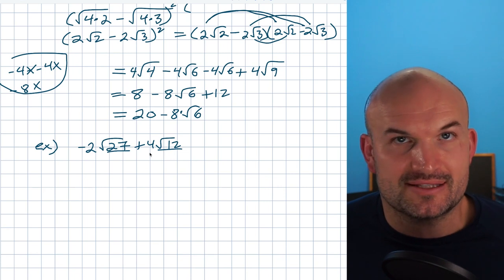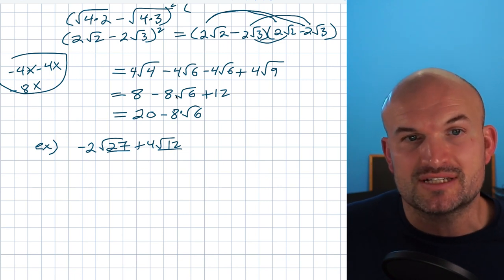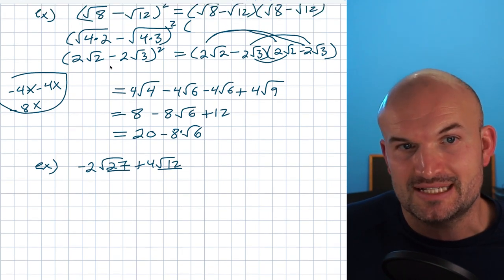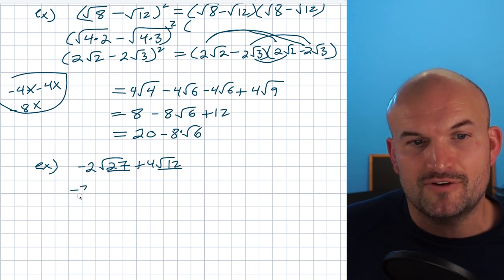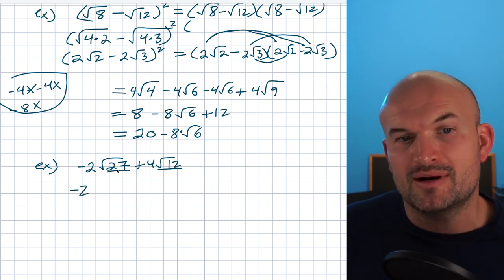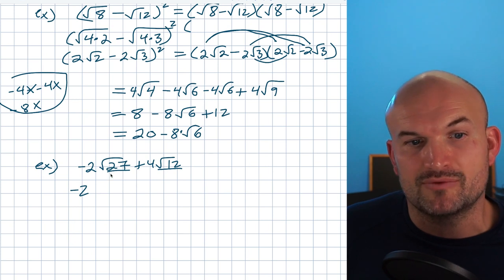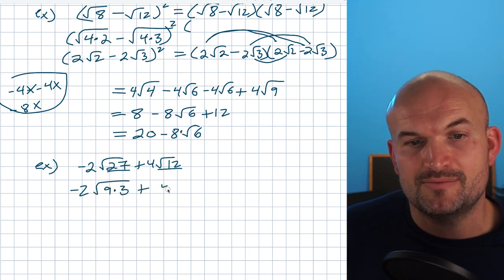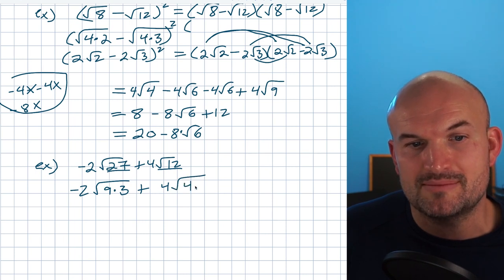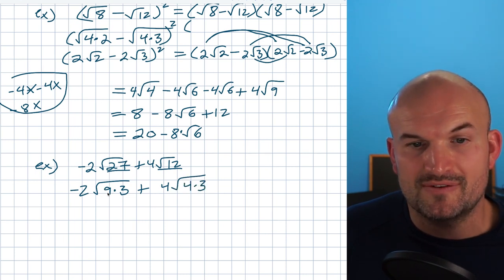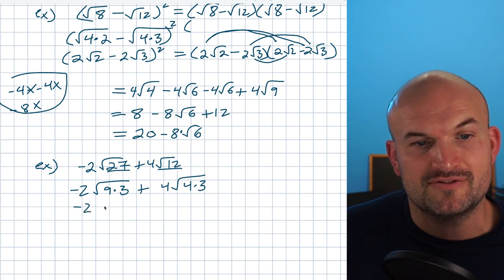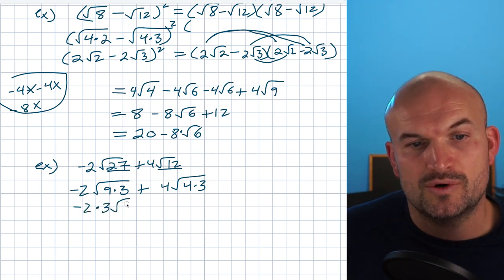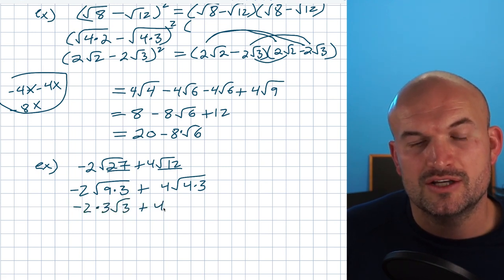So if the radicands are not the same, don't give up. What you want to do is simplify, just like we did in this example over here. Look to simplify them first. So I ask, how can I rewrite this as a square number? Well, I can rewrite this 27 as 9 times 3, and I can rewrite the other as 4 times the square root of 4 times 3. Again, I can take the square root of 9 and the square root of 4. So that's going to be a negative 2 times a 3 square root of 3 plus a 4 square root of 4, which here is going to be 2 times the square root of 3.